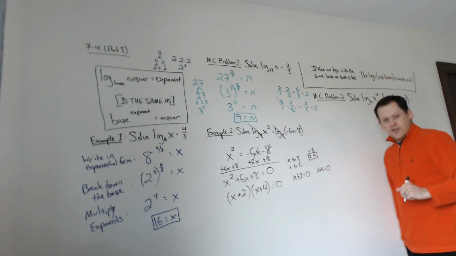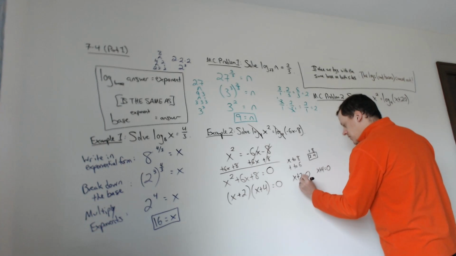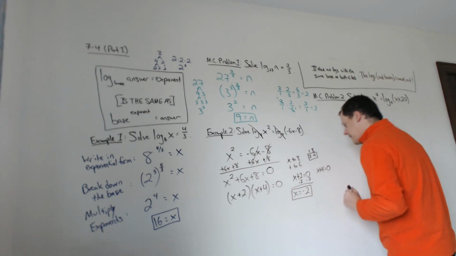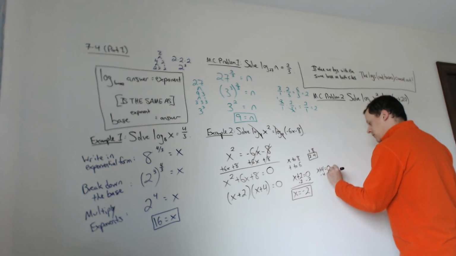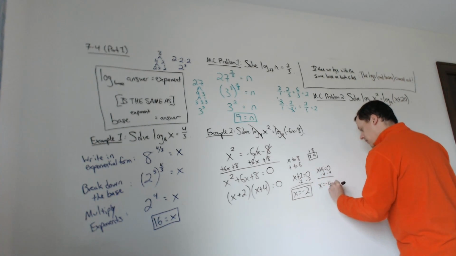And we want to solve each of those for x. That should be pretty easy. Just subtract 2 from both sides here. X equals negative 2. Subtract 4. X equals negative 4.